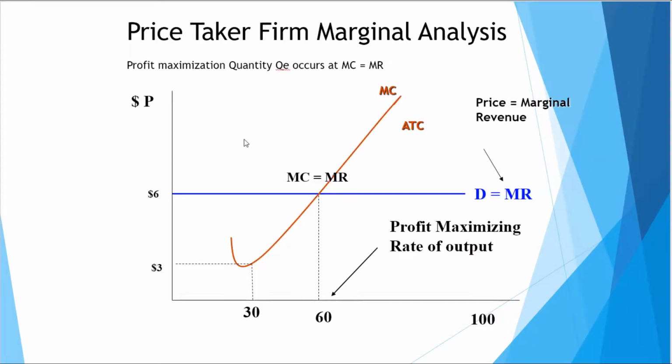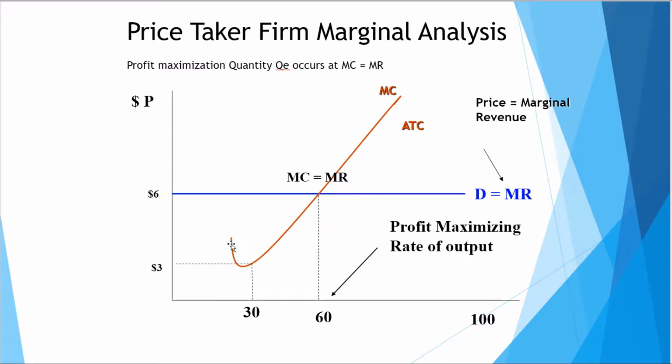Okay, so let's take a look at marginal analysis of this price taker firm operating in this perfectly competitive environment. This is the rule in marginal analysis and cost theory: profit maximization quantity QE occurs at a point where marginal cost equals marginal revenue. Now I will explain this in context to this graph.